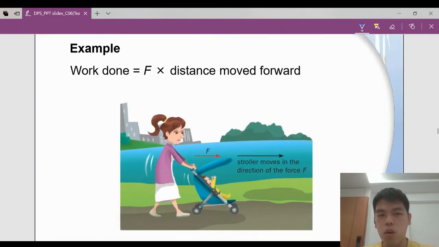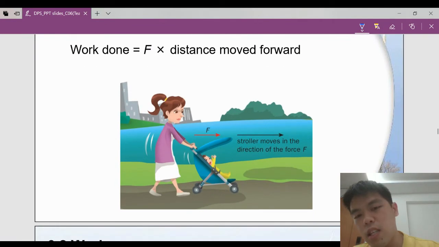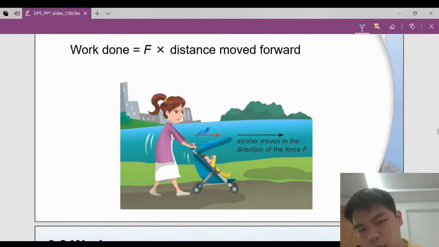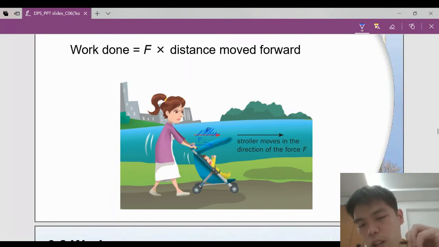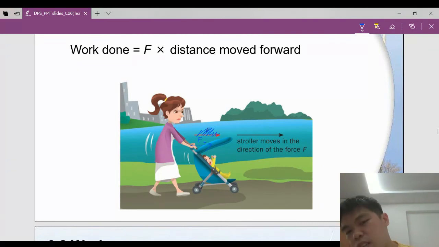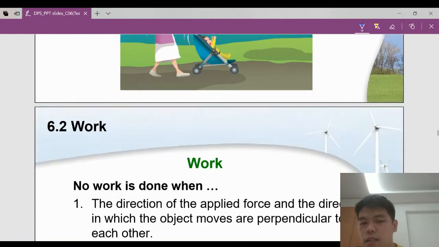Example: work done equals force and distance moved forward. In this case, this person is pushing the pram. She exerts a force. I don't like this force here because it is not touching the object. Remember, your force must always touch the object. So she pushes the pram forward. What happens? The stroller moves in the direction of the force. So yes, there will be work done, because of the force times this distance here.